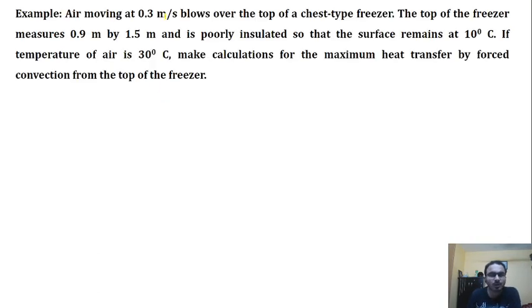Okay, now we are going through a small example here, where air is moving at 0.3 meter per second, blows over the top of the chest type freezer. The top of the freezer measures 0.9 by 1.5 meter and it is poorly insulated, so that the surface temperature remains 10 degrees Celsius. If the temperature of air is 30 degrees Celsius, make the calculations for heat transfer by forced convection from the top of the freezer.